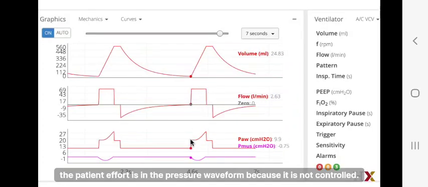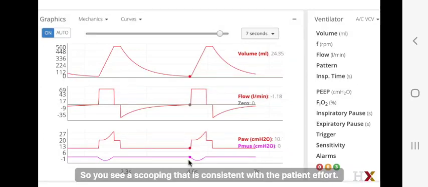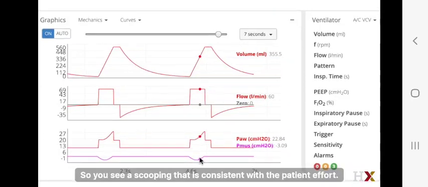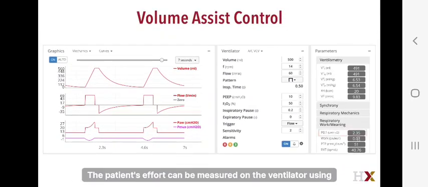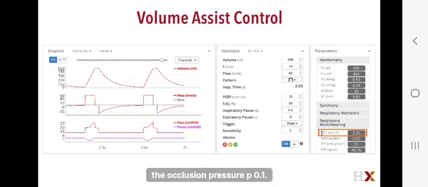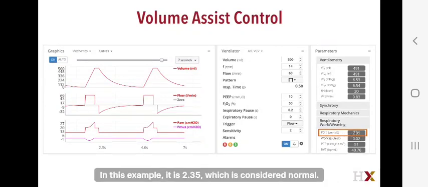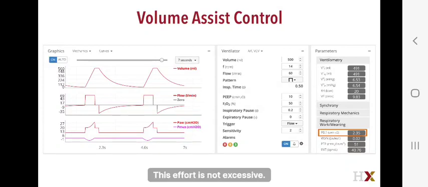Where you see the patient effort is in the pressure waveform because it is not controlled. So you see a scooping that is consistent with the patient effort. The patient's effort can be measured on the ventilator using the occlusion pressure, P0.1. In this example, it is 2.35, which is considered normal. This effort is not excessive.